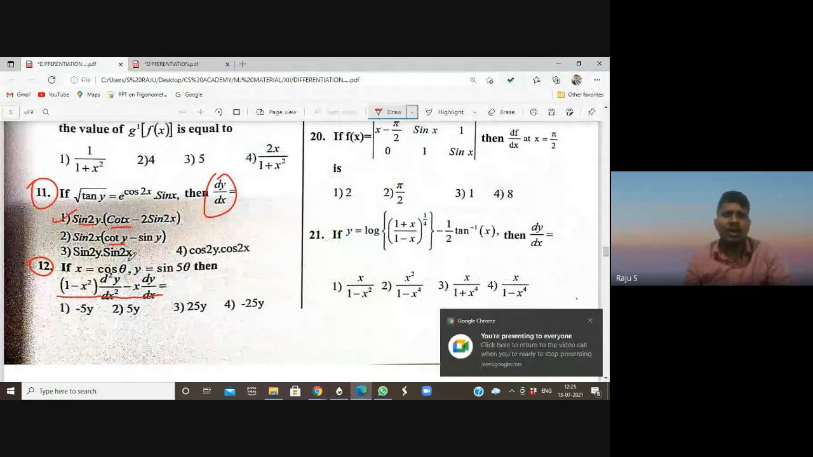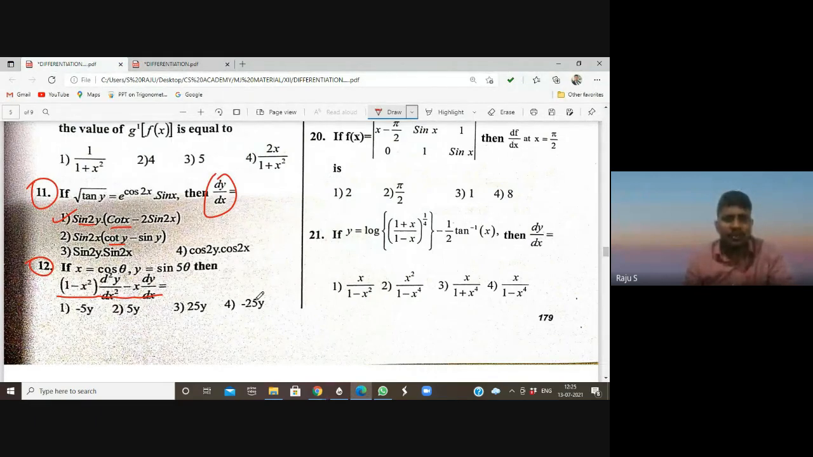So what shall we do, students, here? Generally, after finding the second derivative, to identify which one of the following is correct, substitute some theta value. You can substitute it; it may be 0, it may be 90, whatever it is. When I substitute theta value as 0, what about the value of y?